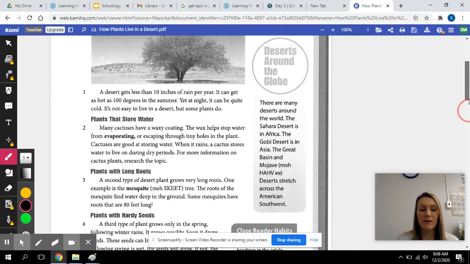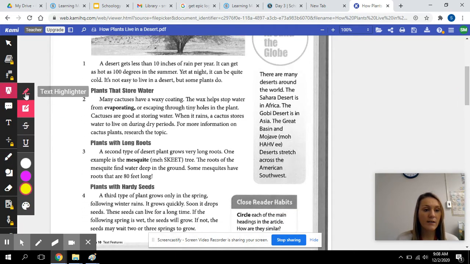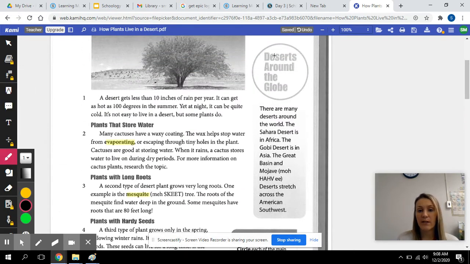Okay, on the side, well, before I do the sides, I think that's what I want. Keywords. Evaporating, that's a keyword that I should know. And I also have mesquite. These are words that are important to this text that I should know. Okay. And then lastly, I have over here my sidebar giving me some extra information.